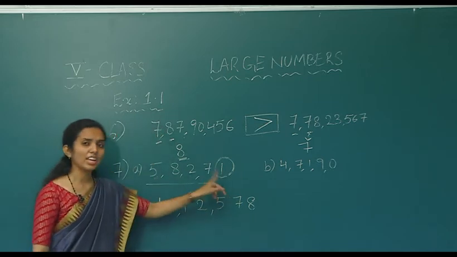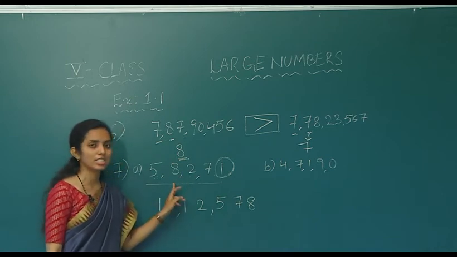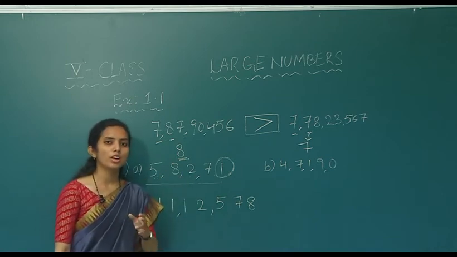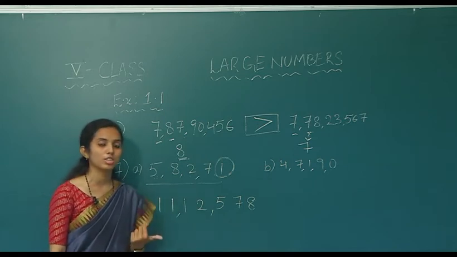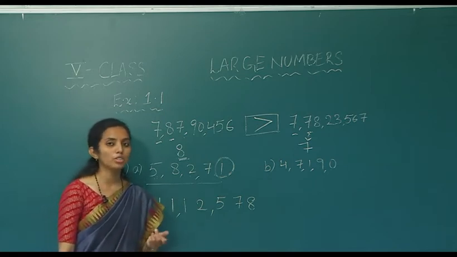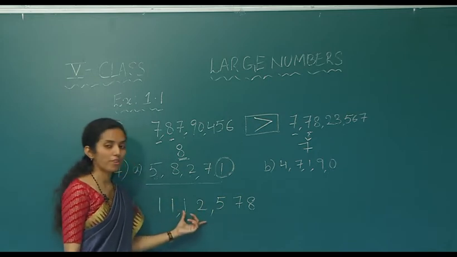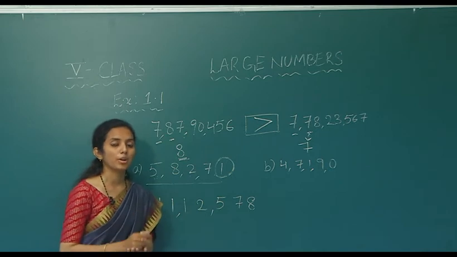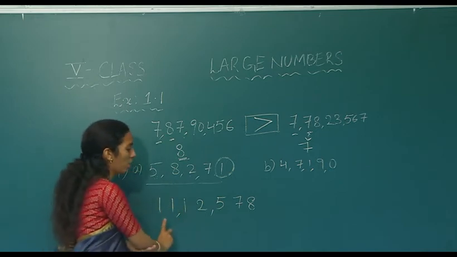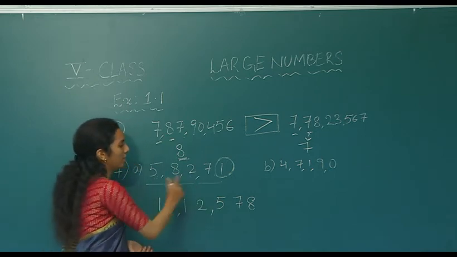You can try any other number using these digits, repeating any of the digits as you wish, and check whether this number is the smallest number or not. In that way also you can try and find out whether this number is the smallest or if you can get any other number. But this will be the smallest possible number with the given digits.